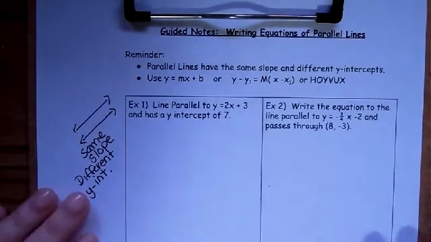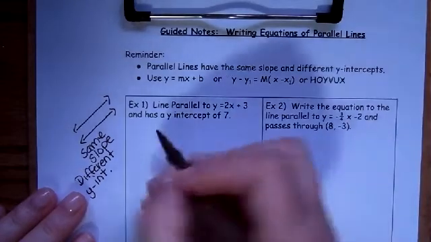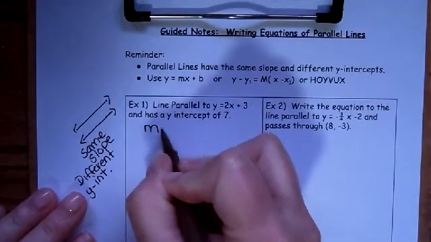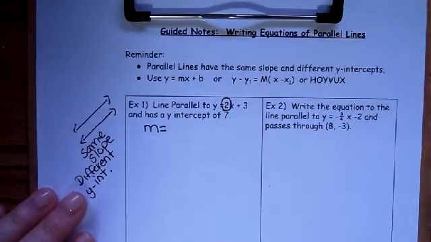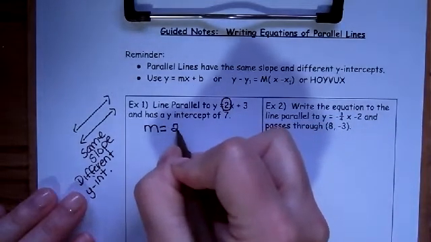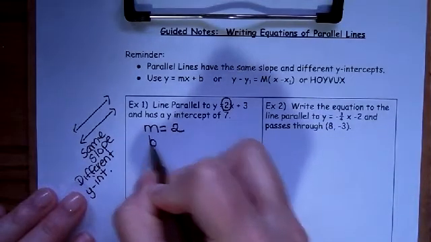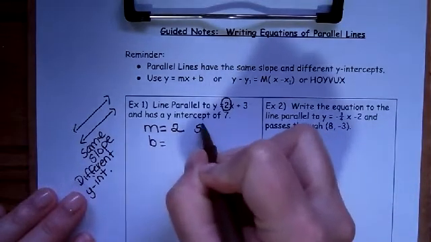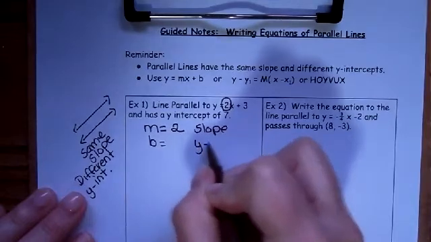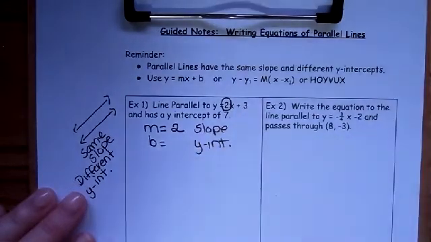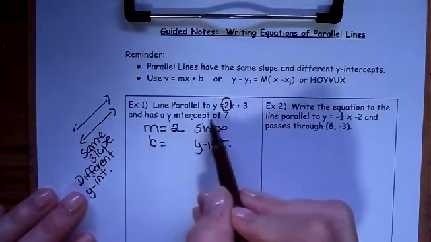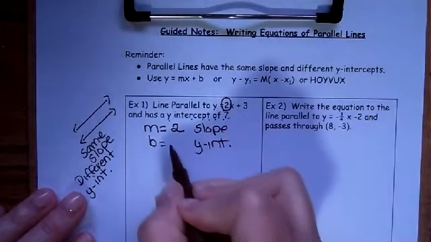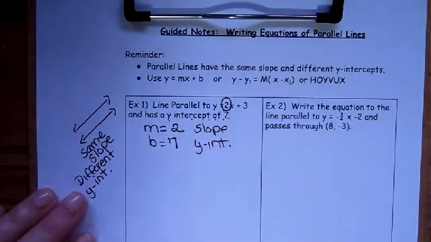Okay, so if I look at example 1, I know right here, my slope for my parallel lines is going to come from right here, and it's going to be the number 2. Now, b, which is your y-intercept, is where the line is going to cross the y-axis. Well, we're actually given that information right here. We're told that it has a y-intercept of 7. So b is going to be 7.